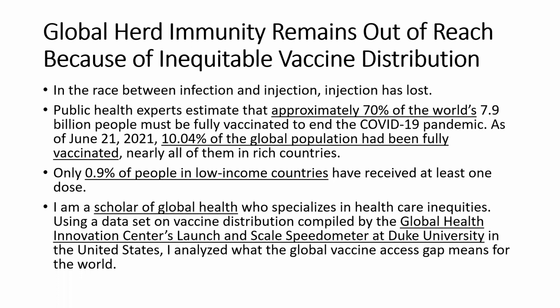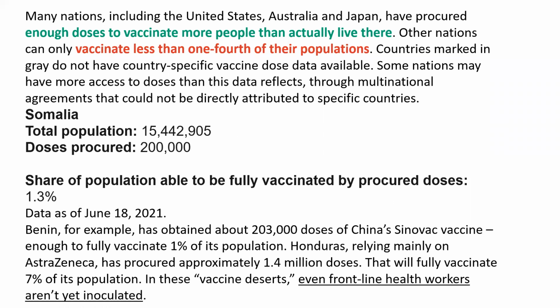So just keep that in mind. Now, I'll just throw this out here, a country like Somalia. They have a total population of 15 million people, and as of end of January, they only had 200,000 people vaccinated, and only 1.3% of it.